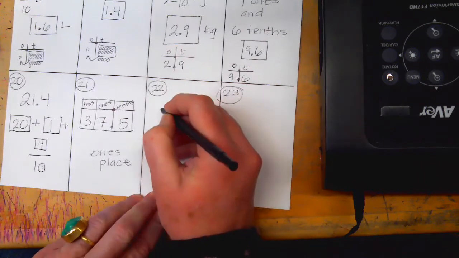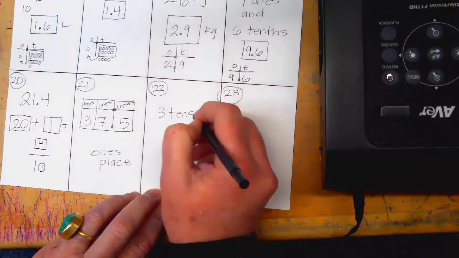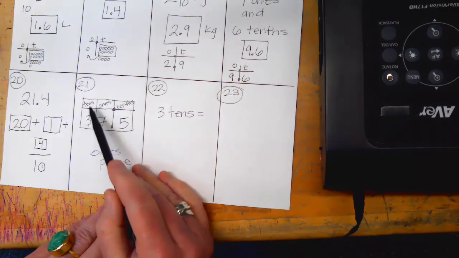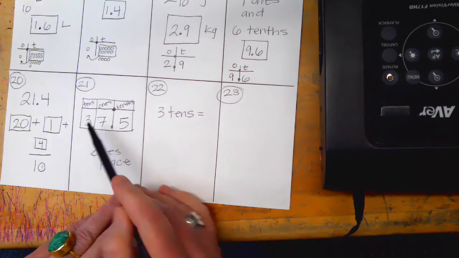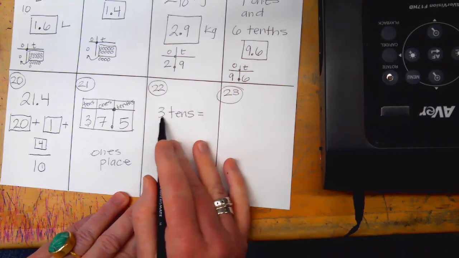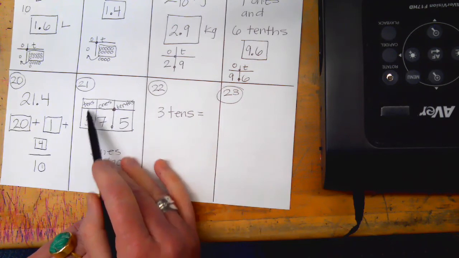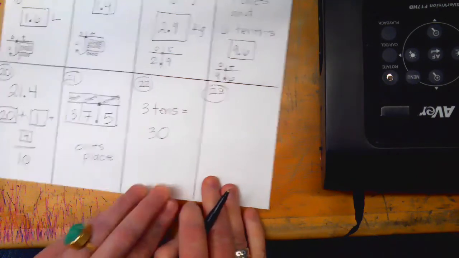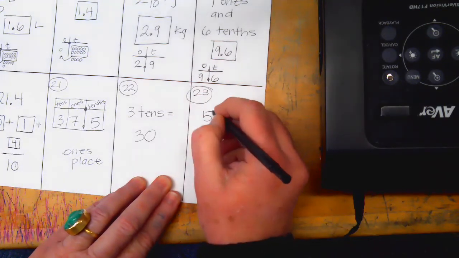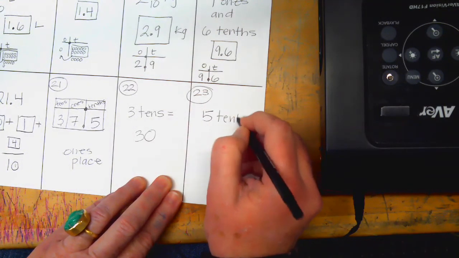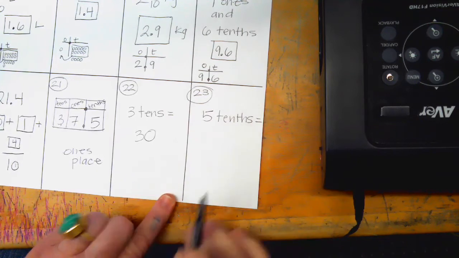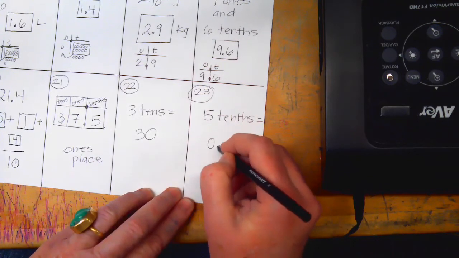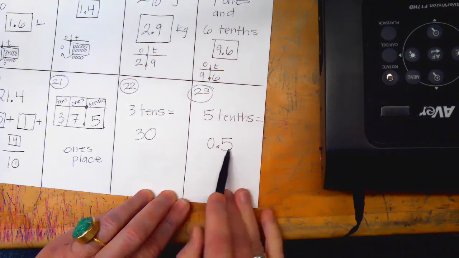Now it's asking us 3 tens equals... So if we have this number right here, 3 tens, that's equal to 3 times 10. They're saying, what's the value of the 3 in the tens place? It's worth 3 times 10, which is 30, right? Now this one is asking, what is the value of the 5? It's worth 5 tenths. And if we were to look at that, it would be worth 0.5, right? That's how much the 5 is worth.